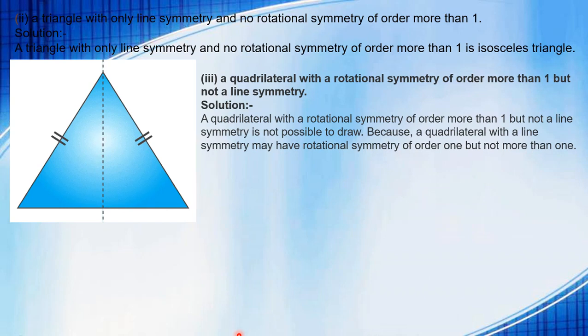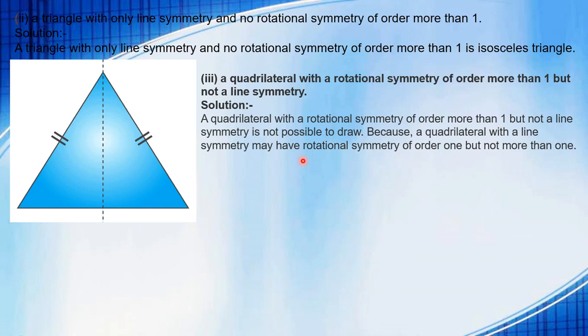Next, we have to draw a quadrilateral with a rotational symmetry of order more than 1 but not a line symmetry. Here, such a quadrilateral is not possible to draw. A rectangle and a square both have line symmetry as well as rotational symmetry. The rhombus also has line symmetry and rotational symmetry, but we have to find a quadrilateral with rotational symmetry of order more than 1 but not a line symmetry. So there is no such quadrilateral.